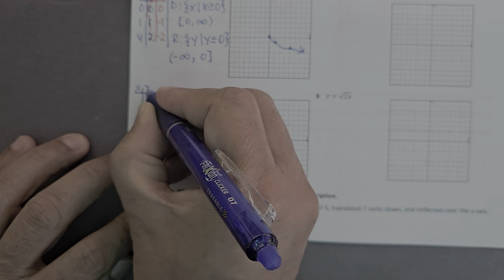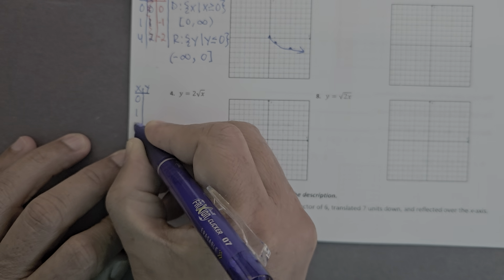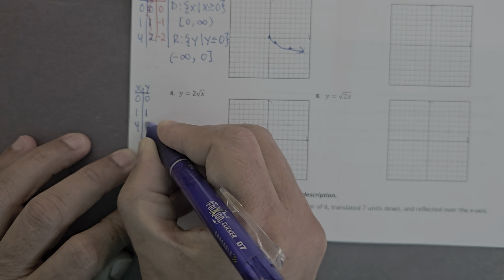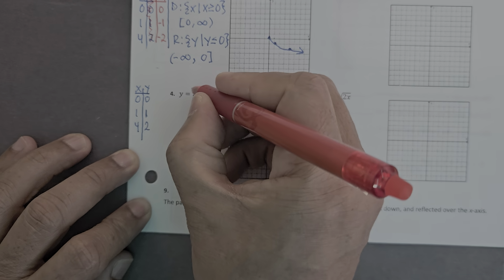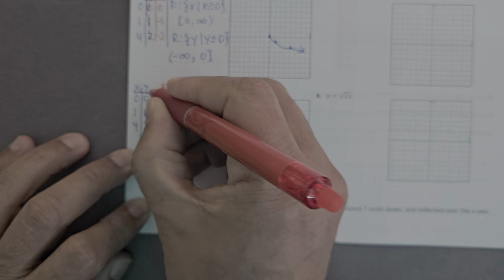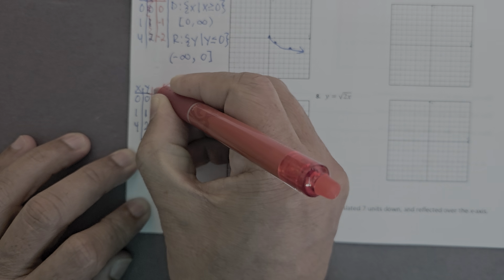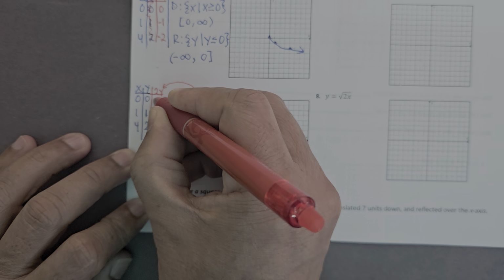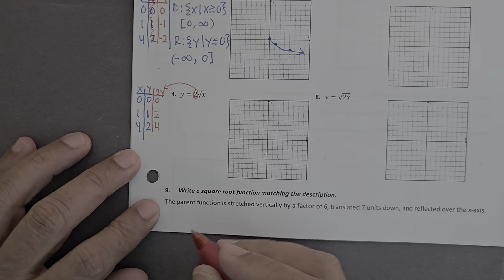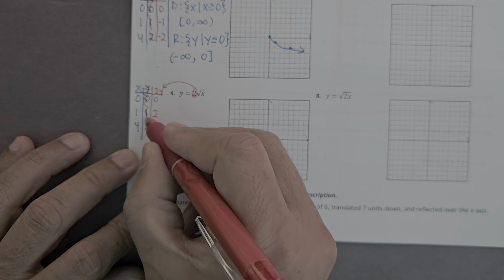So this is x, y: 0, 1, 4. The square root of 0 is 0, the square root of 1 is 1, the square root of 4 is 2. But now we take this 2 into account. So I multiply the y values by 2. Then this is still 0, this is 2, and this is 4. Then I'm crossing out this column.